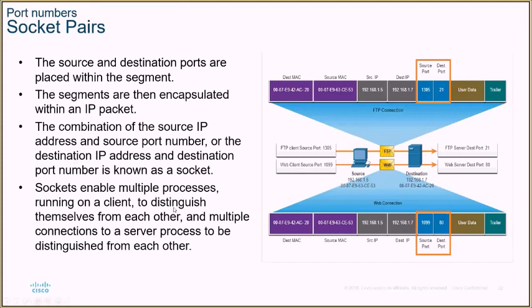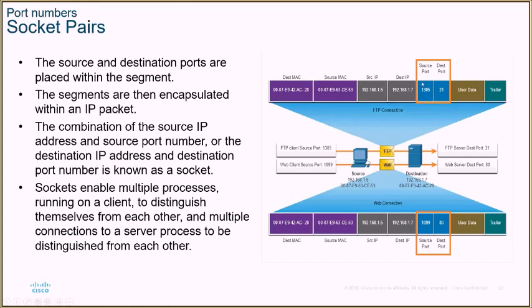So sockets enable multiple processes running on a client to distinguish themselves from each other, and multiple connections to a server process to distinguish from each other. So basically what we're saying here is this host has an FTP client running, and it's requesting something from an FTP server. Now, FTP servers have a well-known port number of 21 used for their control messages, and that's why we use that as the destination number for the TCP header.